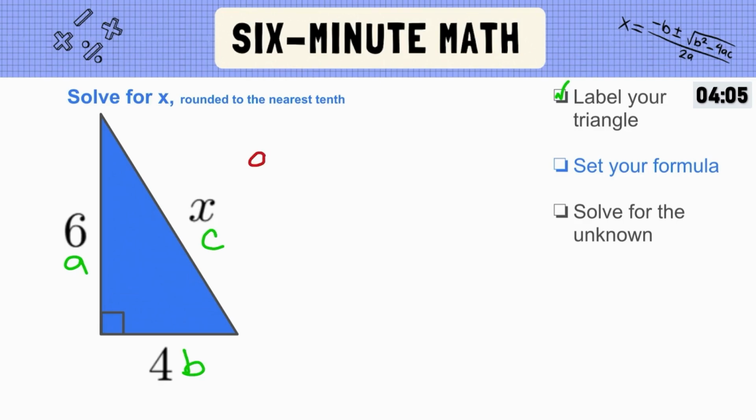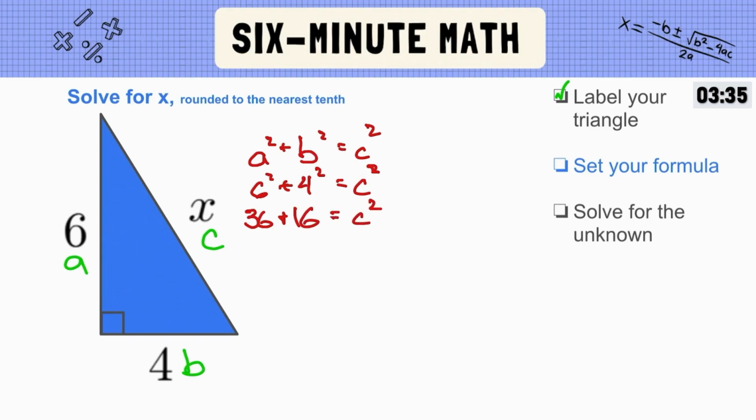I always like to write my formula out first. We have a squared plus b squared equals c squared. Our a is 6 and our b is 4. So we have 6 squared plus 4 squared equals c squared. 6 squared is 36. Plus 4 squared is 16, and that's going to equal c squared. 36 plus 16 is 52, and that's going to equal c squared.